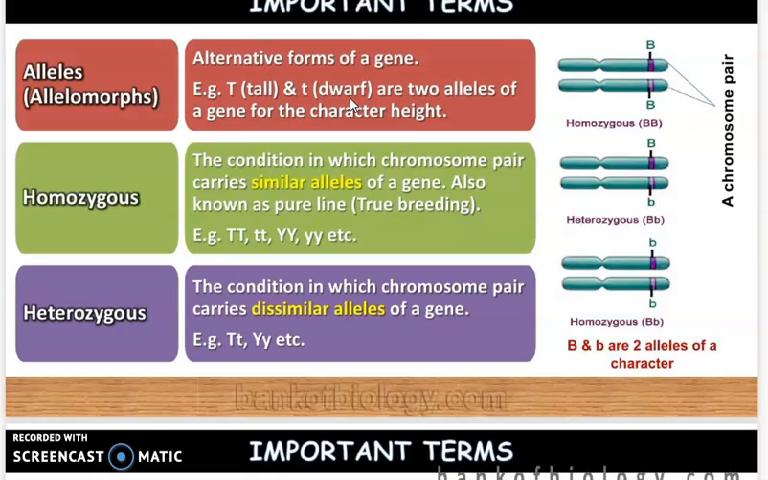Okay, now let us see the next one, which is called homozygous and heterozygous. So these two are very important terms. If you take the case of homozygous, it is the condition in which the chromosome pair carries similar alleles of a gene. Alleles are the alternative forms of genes. Alleles are always written as a pair, capital T capital T or capital T small t, like that the alleles are represented as a pair. So homozygous, homo means same. So the condition in which the chromosome pair carries similar alleles of a gene.